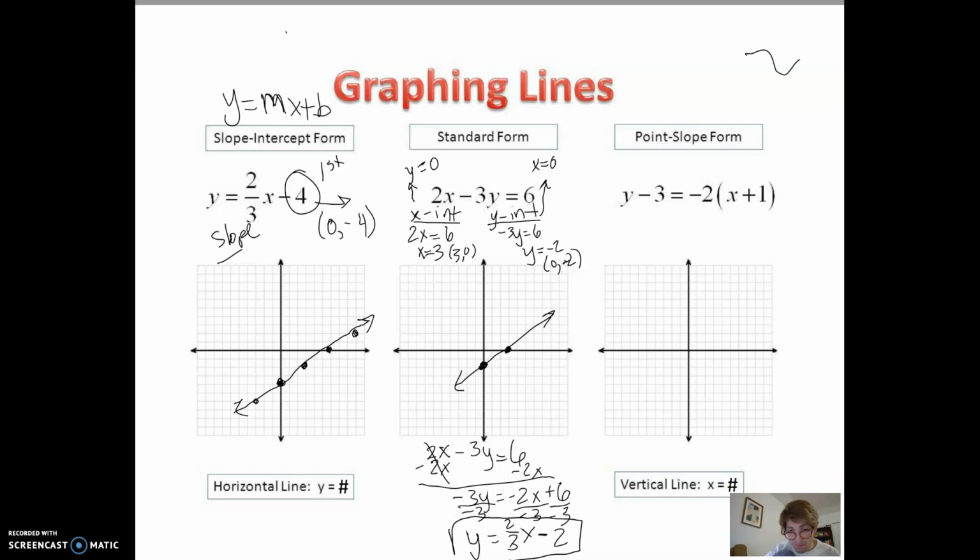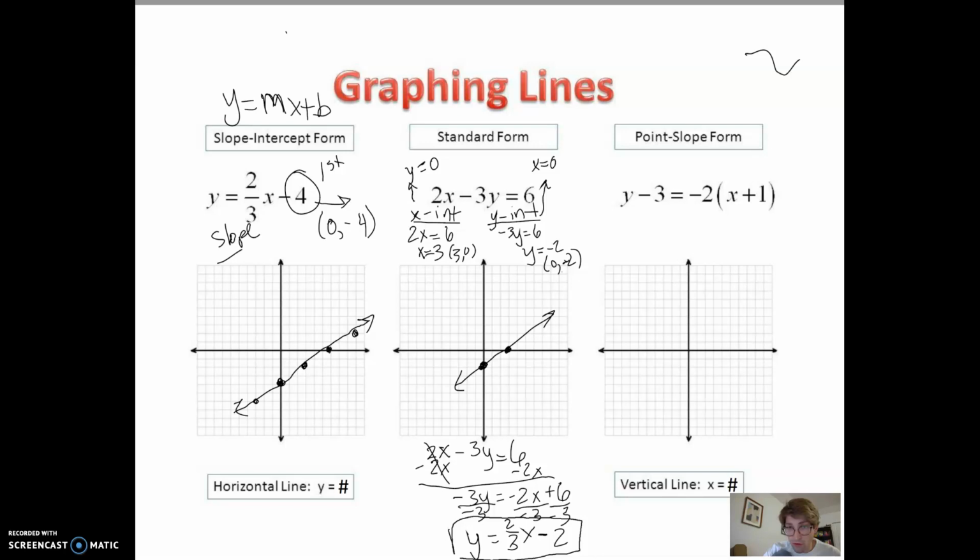So you can graph this line, which you will find will give us the same first 2 points that we already found. So if we started with the y-intercept of negative 2 and up 2 over 3, same point. So that's how we graph from standard form.